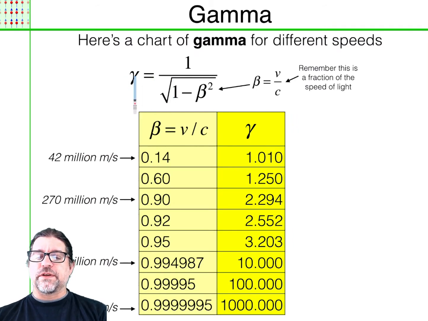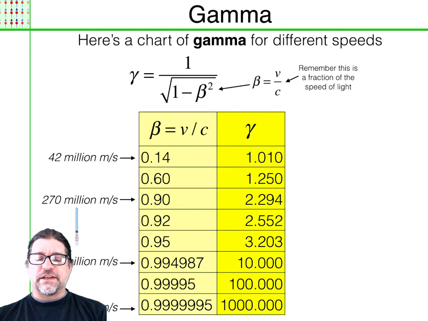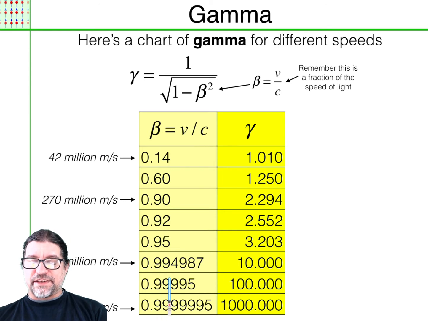Here's that gamma factor for a variety of speeds. So if beta is 0.14, or 14% the speed of light, or 42 million meters per second, that's a gamma of 1.01. And if I go to 90% the speed of light, then gamma becomes a larger number. And you notice if I go to 99.4987% the speed of light, I end up with a gamma factor of 10. And look at that, if I just go a little bit faster, gamma keeps getting larger and larger and larger. So we're going to see what that means in a second.